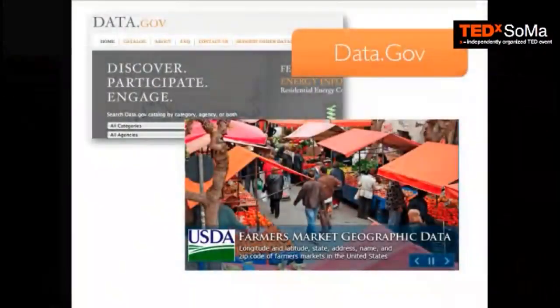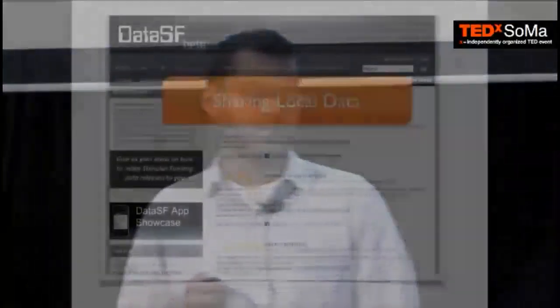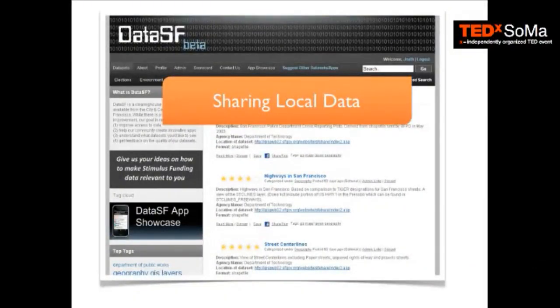And this is really a repository of government data, federal data, and it's hundreds of thousands of data sets. And it's things like farmers market information, health information, a lot of different types of information. And we're taking a local spin on that. We were really inspired by that, and we started DataSF about 3 months later, in August of 2009. And we did that at no cost. We use open source technology. We just put it out there, recognizing that this is a beta, and we're going to iterate on that.